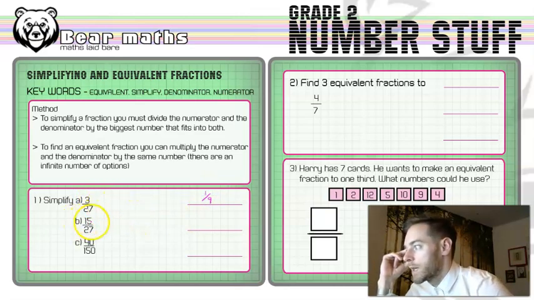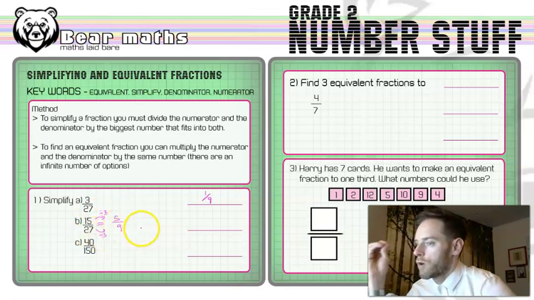In B, we can also again divide both numbers by 3. So if we do that, and I'm just going to write that there, divide by 3. I'm just showing you what I'm doing. You don't have to write this down. 15 divided by 3 is 5. And 27 divided by 3 is 9.